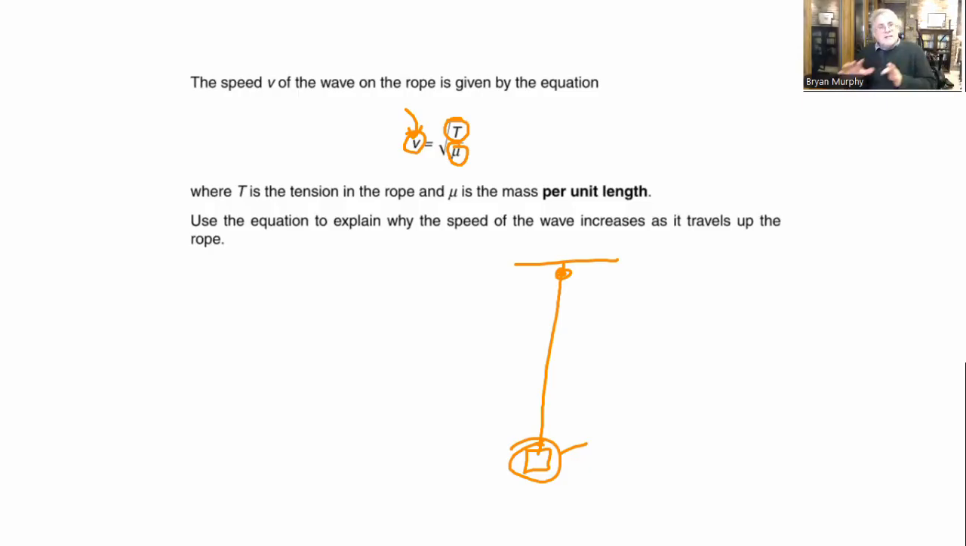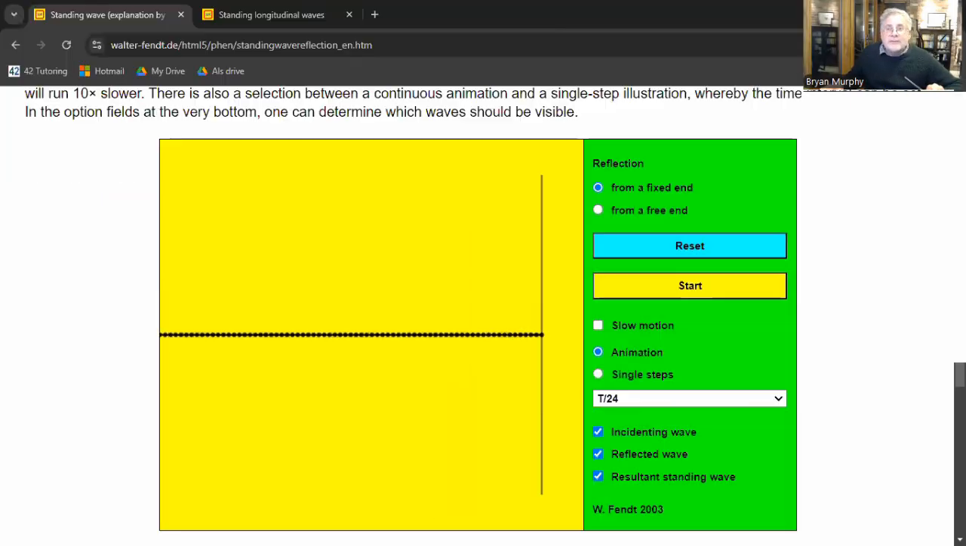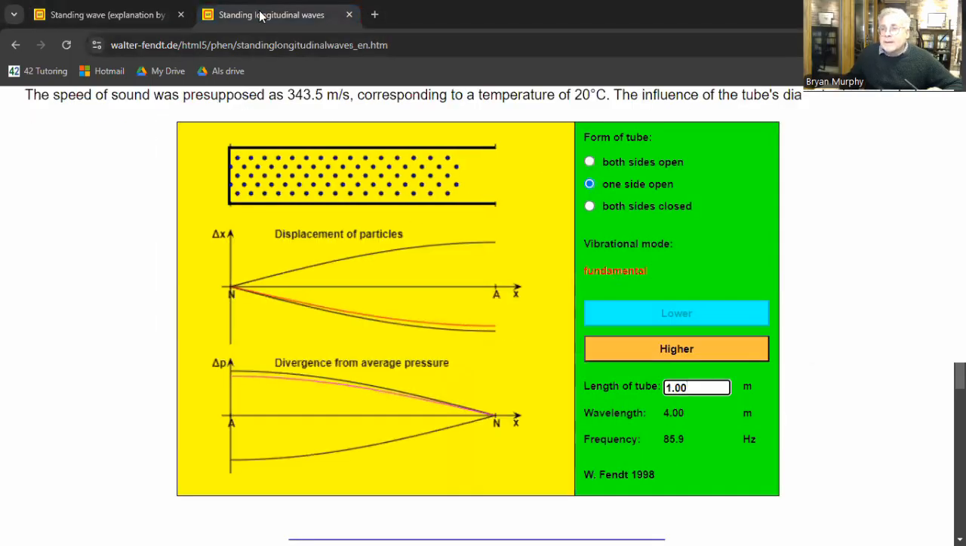Wave on a wire, a standing wave on a string or on a wire. But your OCR board have also asked you to look at waves in pipes. Now, for this, we are going to have a look at this animation here, which shows you exactly what's happening.